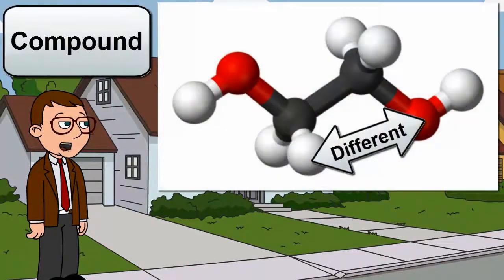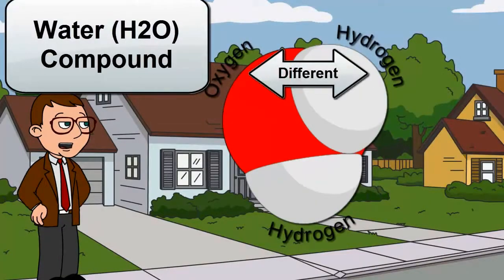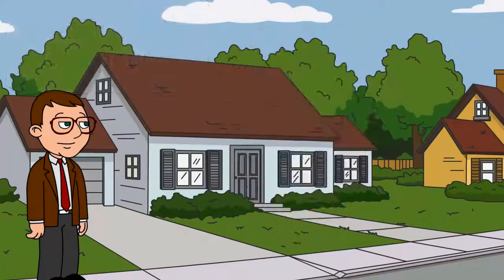A compound is made of two or more different atoms joined together. Water is a compound because it is made of two hydrogen atoms and one oxygen atom. Now let's move off the subject of chemically bonded substances.